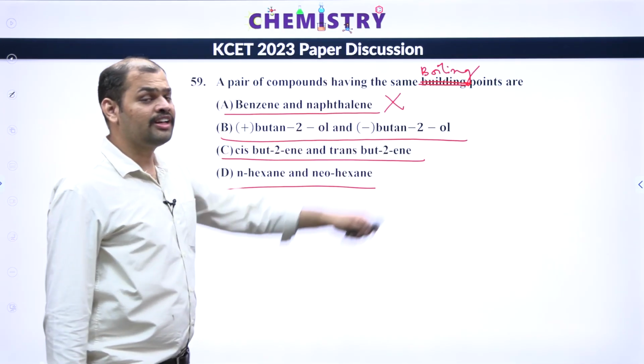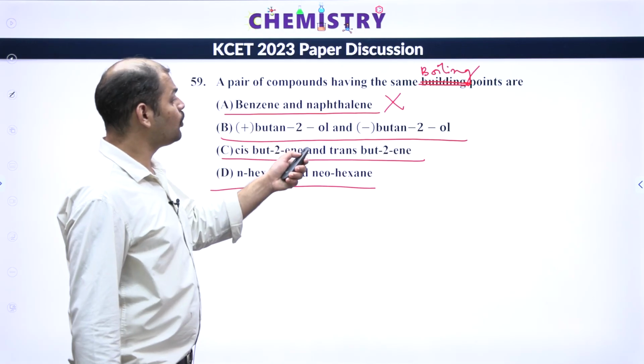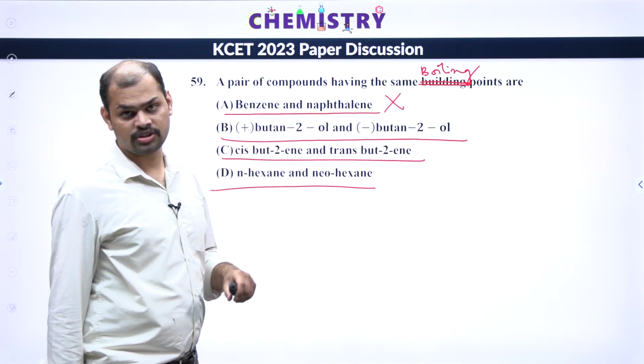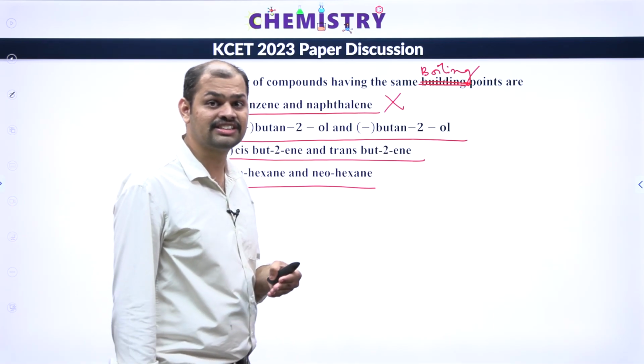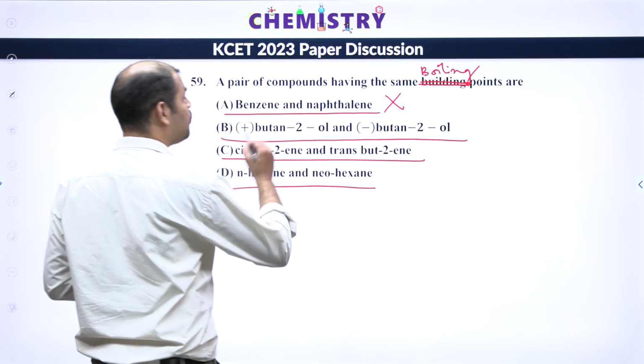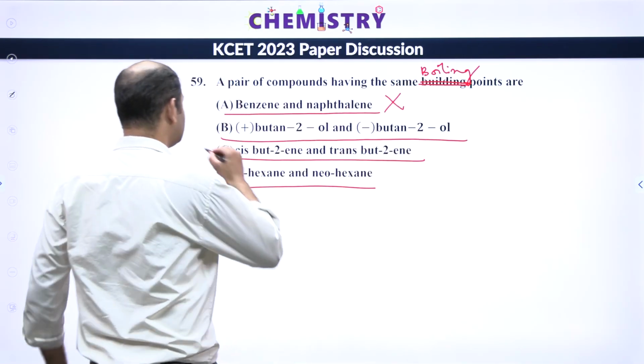When you go to the second one, what happened? Plus butan-2-ol and minus butan-2-ol, these two are just optical isomers. Optical isomers differ only in optical rotation but not in boiling point. So the boiling point of both will be the same. They are asking for the same boiling point, so this is the correct answer.